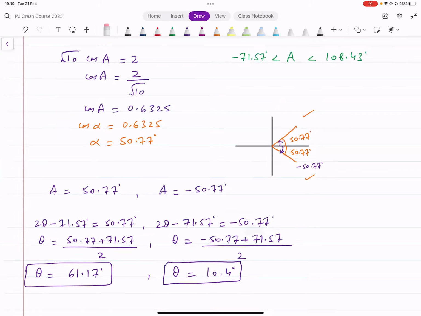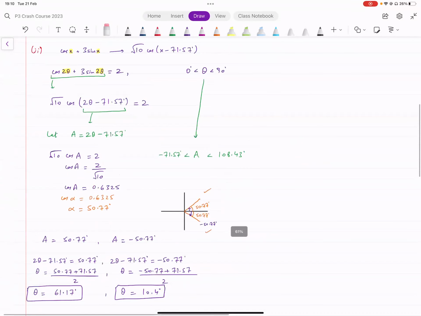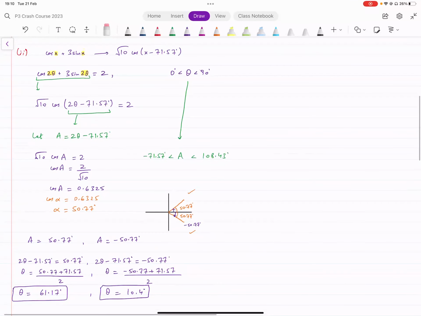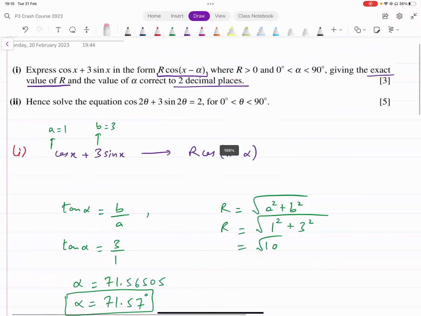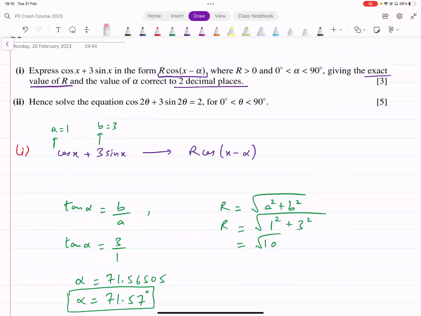All right, so this is how we solve equations like these. All right, this is part 2. So whenever you have the first part in which they ask you to convert something to this form, r cos something, r sin something, you would find yourself doing this in the second part a lot, that you'd have to solve an equation like this.